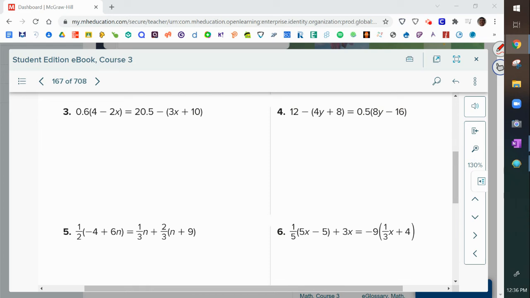Here we are, number 3. We have to solve this multi-step equation, so we're going to distribute and combine like terms to simplify this so we can get moving. All right, so we can eventually solve it. We're going to distribute here.